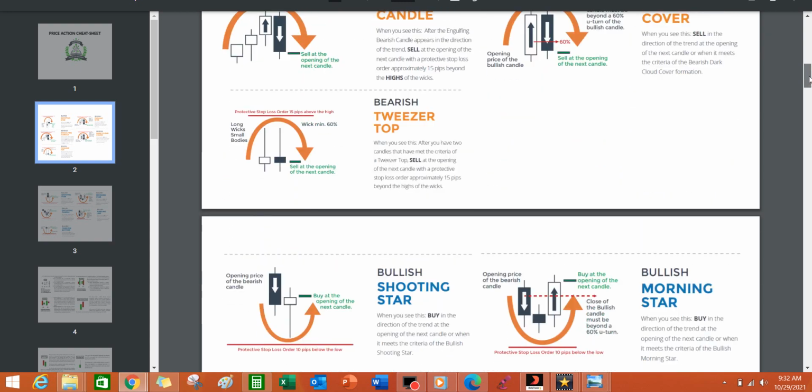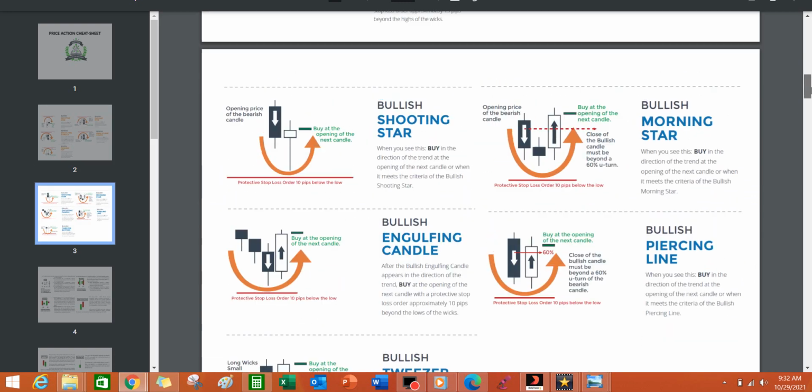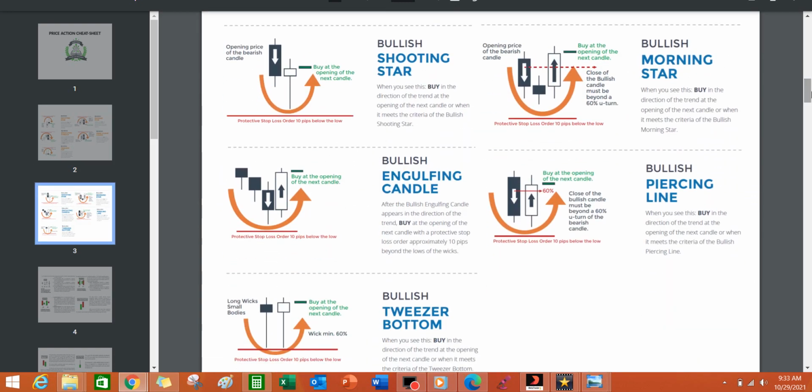From there we will be going straight into the bullish candle patterns. These are some of the things that we should be looking at whenever we are trading. We've got the shooting star, the bullish shooting star. Like I said, this is going to be the direct opposite of what we had on the bearish candle formation.